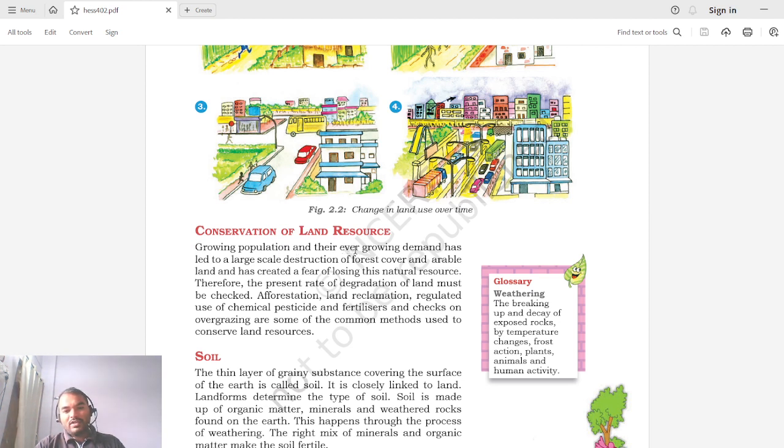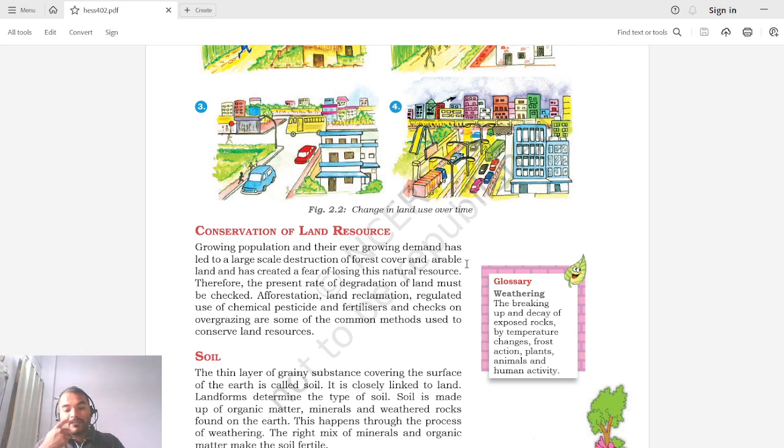Growing population and their ever growing demand has led to a large scale destruction of forest cover and arable land and has created a fear of losing these natural resources. Since the population is growing, their demand for food, clothing and shelter is increasing, and this is leading to destruction of forests. We are cutting forest either for building houses or for agricultural activity, and this has created a stress on resources, because as forest cover is reduced, the capacity of plants to take up carbon dioxide is reduced.